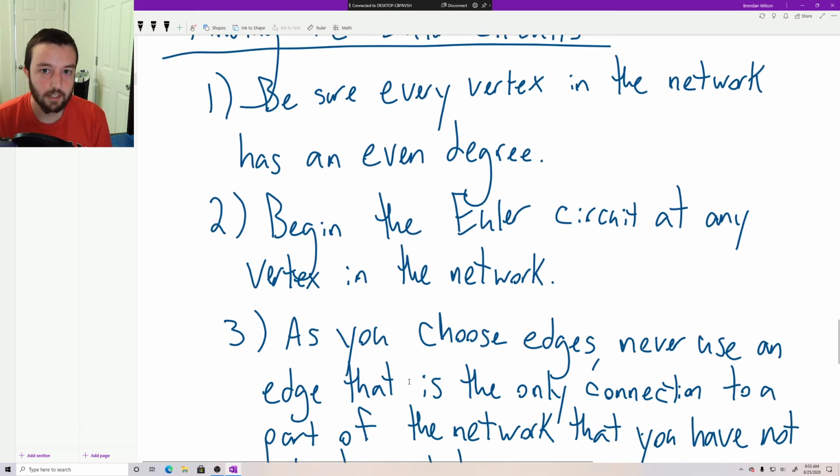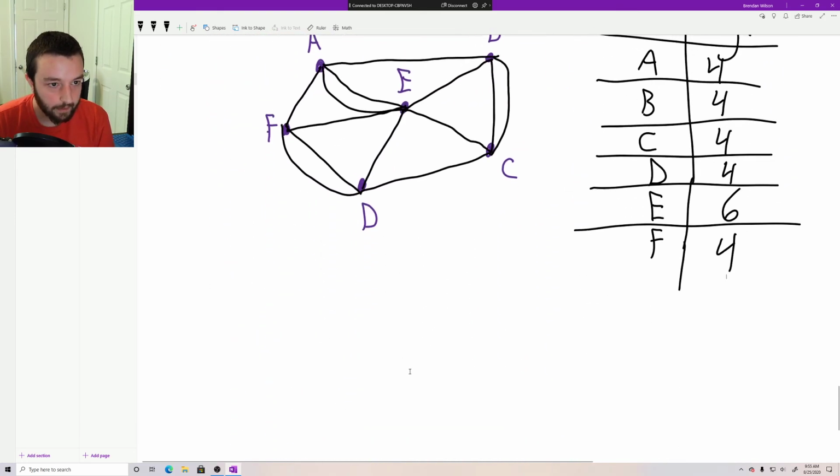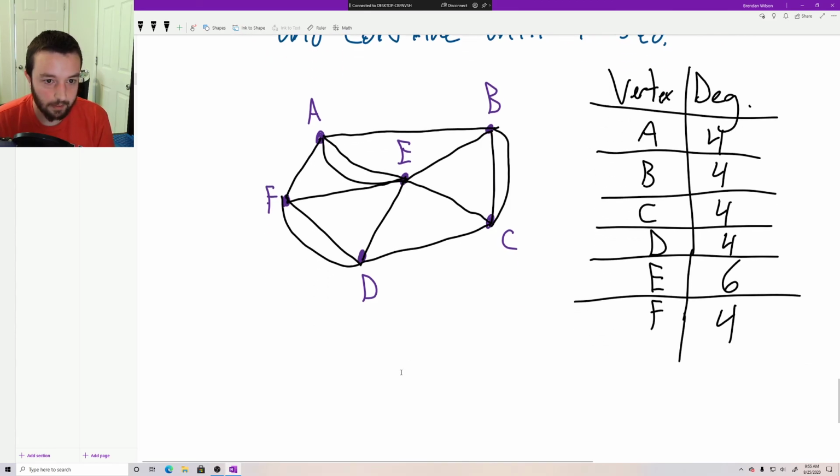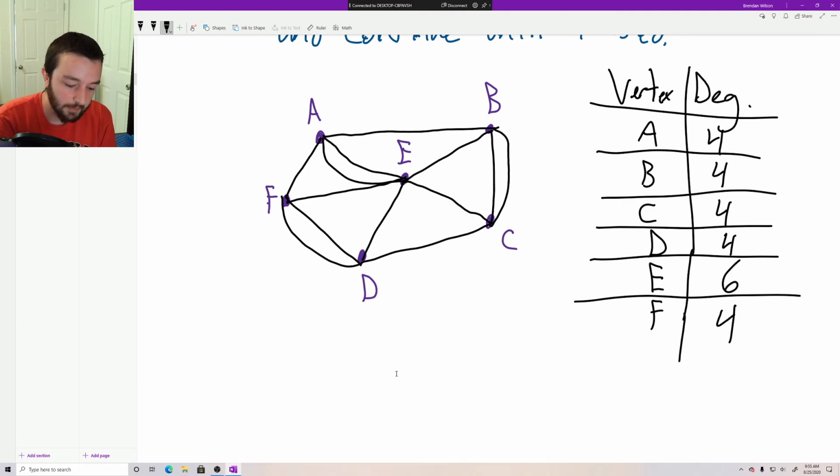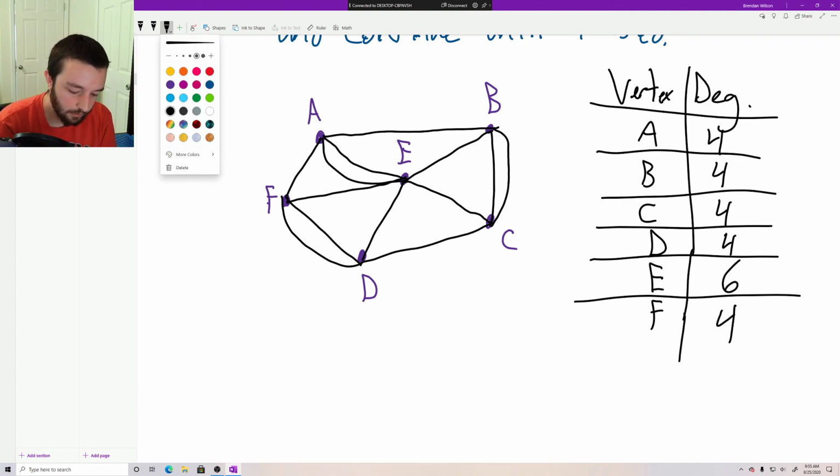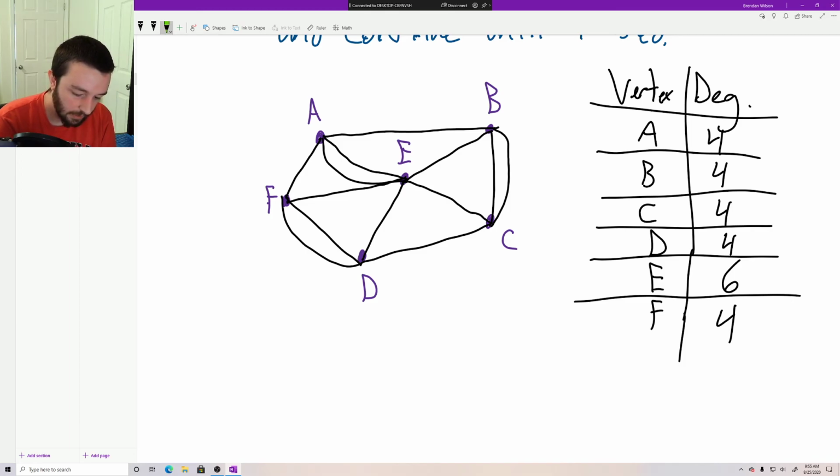Begin at any vertex in the network. Where should we start? I don't know. Let's start with A. It's the first letter. I really don't know where to start. I'm not looking at the book solution. I like using green for this. So let's start at A, and we need to end up back at A eventually.